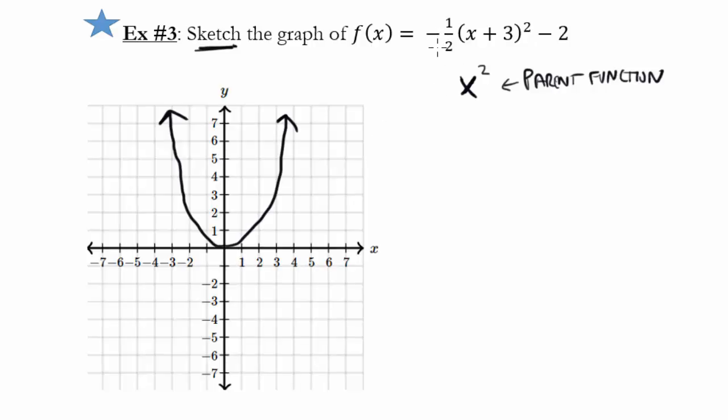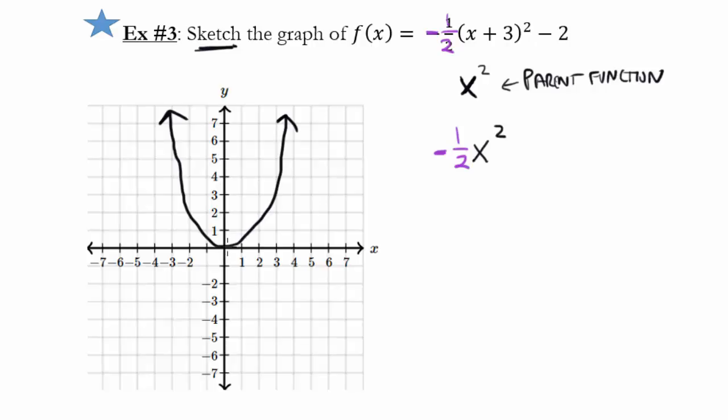So I have a negative 1/2. What does that do? What is a negative 1/2 going to do to this parent function? So here's my parent function, x squared, and I want to say, what if I have a negative 1/2 in here? Well, first off, the negative is telling me that everywhere I used to have a positive function value, I want to make it negative. I want to change the sign of the function value.